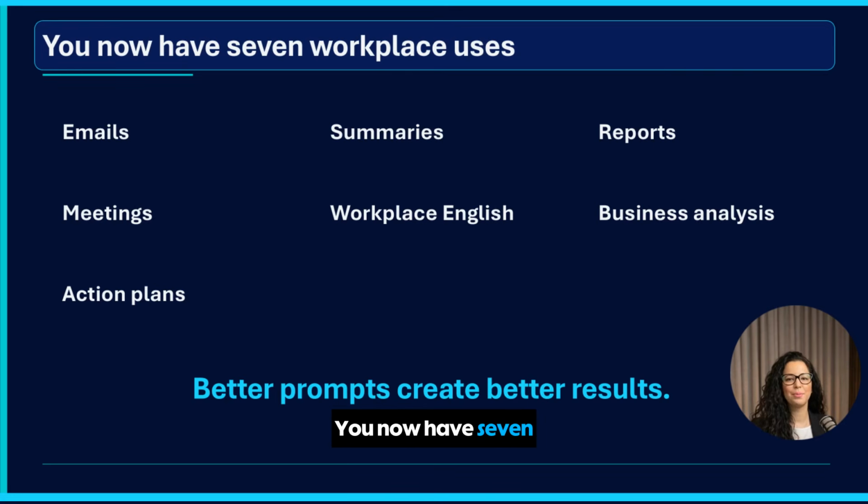You now have 7 practical ways to use ChatGPT at work: writing emails, summarizing documents, creating reports, preparing meetings, improving workplace English, analyzing business information, and creating action plans. If you only remember one thing from this video, remember the prompt formula: context, task, and format. Clear instructions create better results. Vague instructions create vague answers.